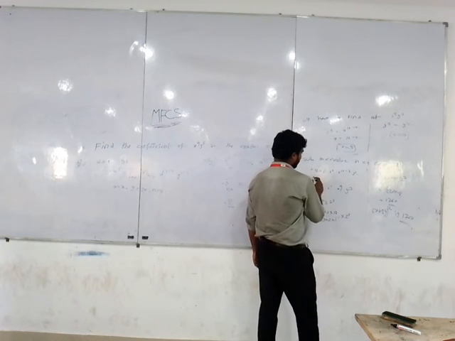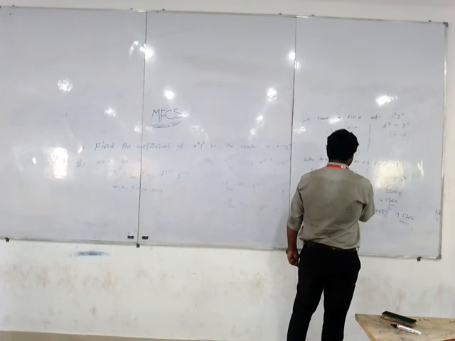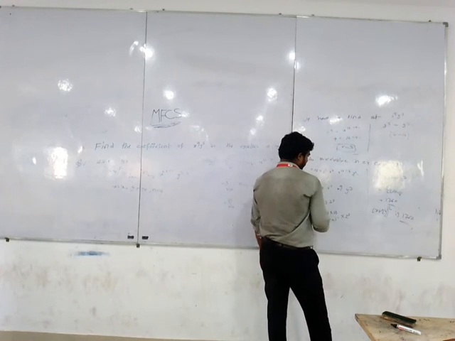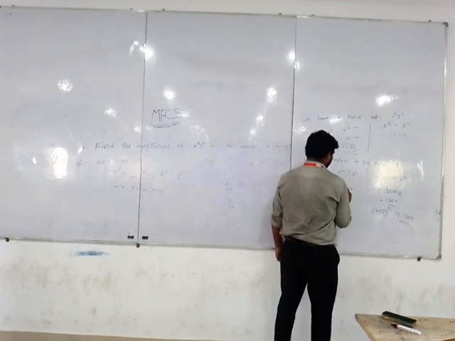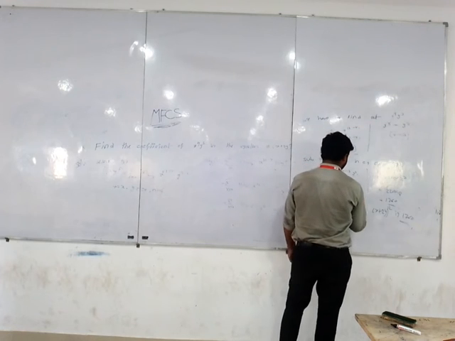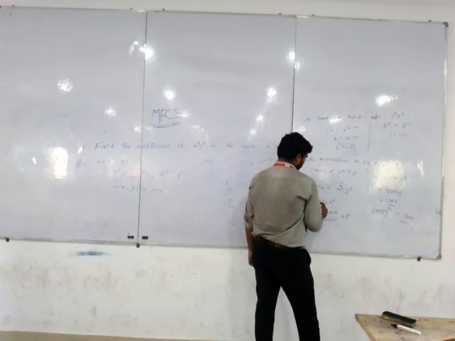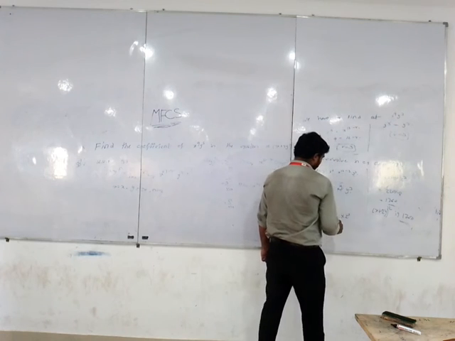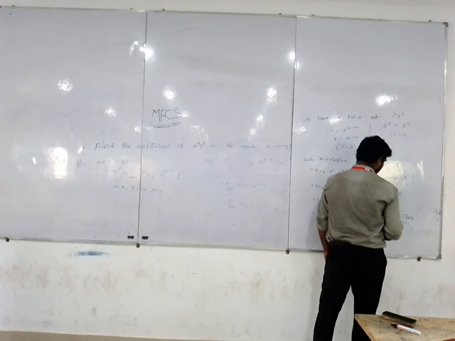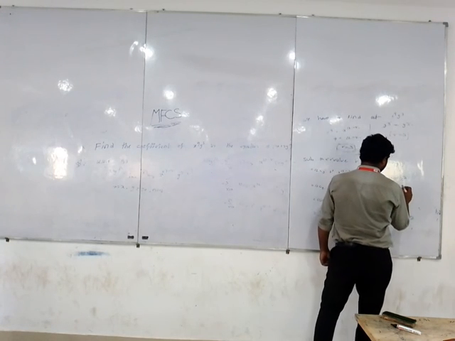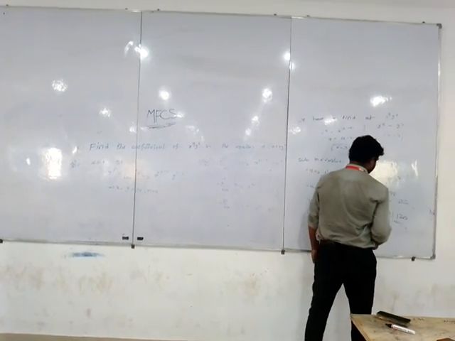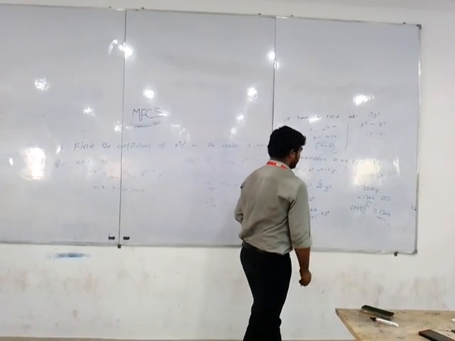12C3 2 cube x power 12 minus 3, r value is equal to 3, y power 3, and here 12 minus 3 is 9. 12C3 2 cube x power 9 into y power 3. Here 12C3 into 2 cube, and the value is 220 into 2 cube, and the final answer: 2 cube means 8, 220 into 8 is equal to 1760, and the coefficient in (x plus 2y) whole power 12 is equal to 1760. Thank you.